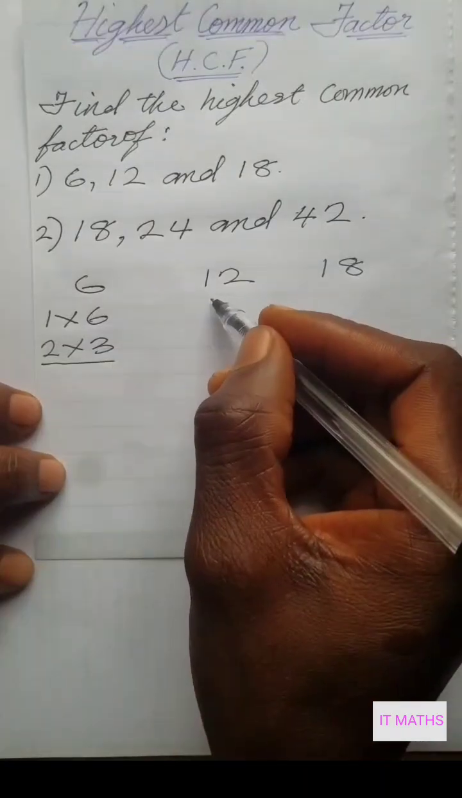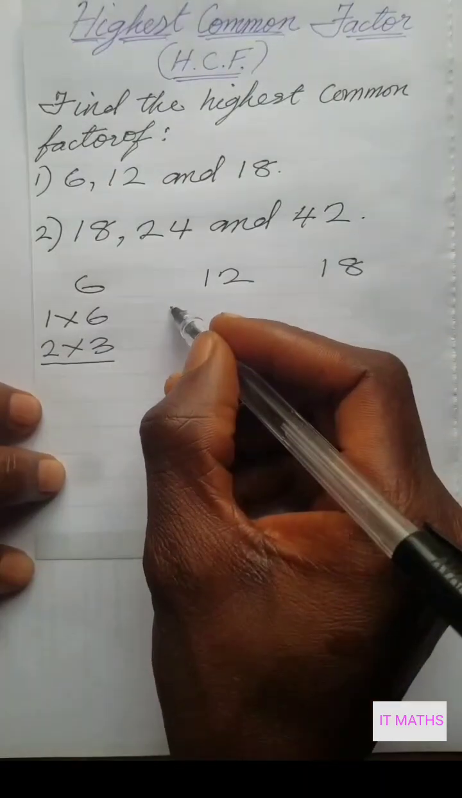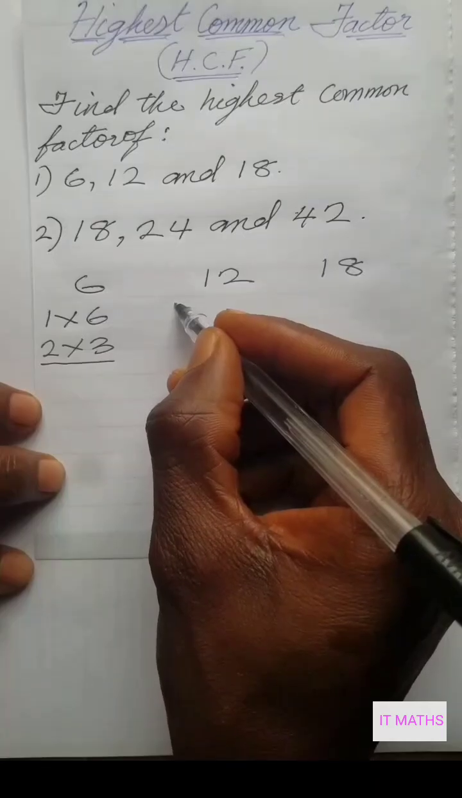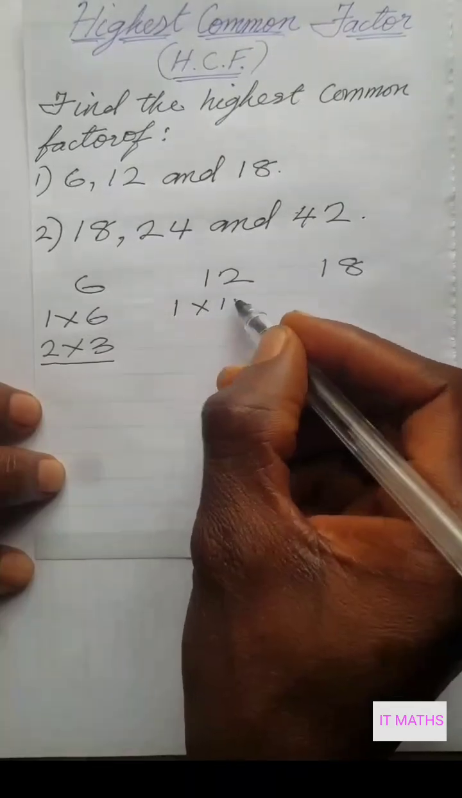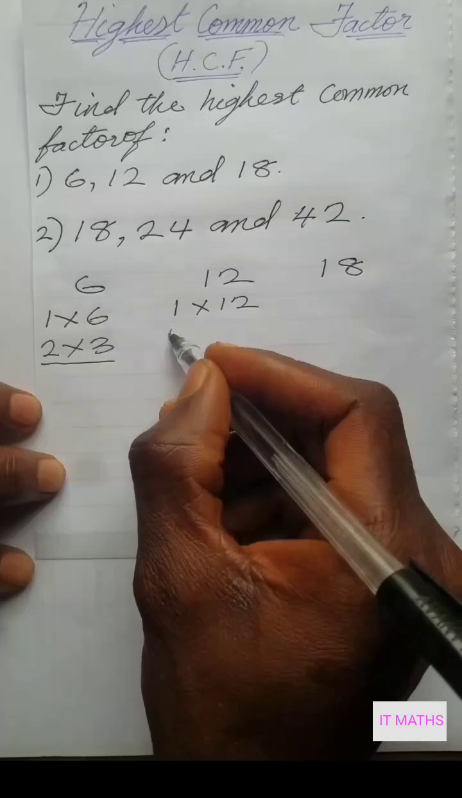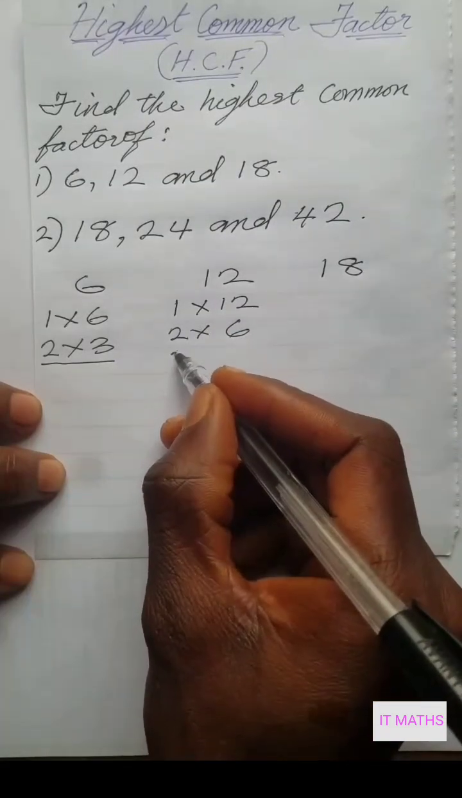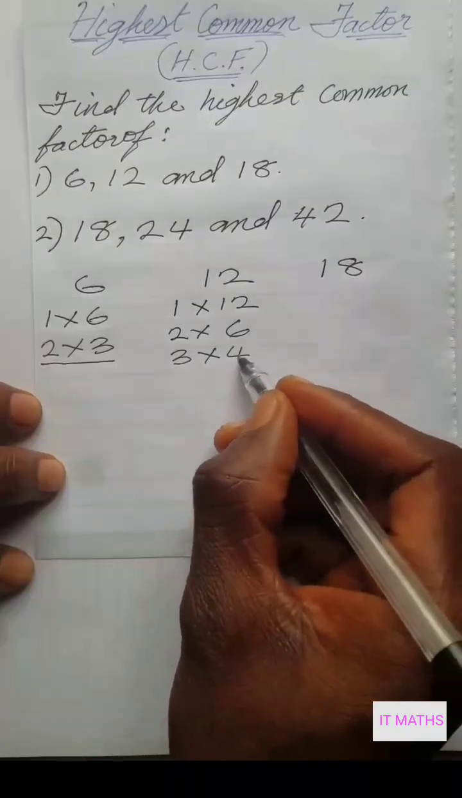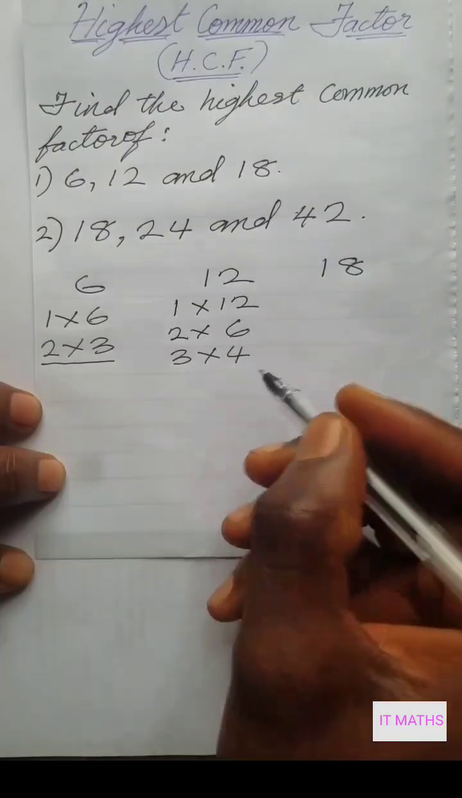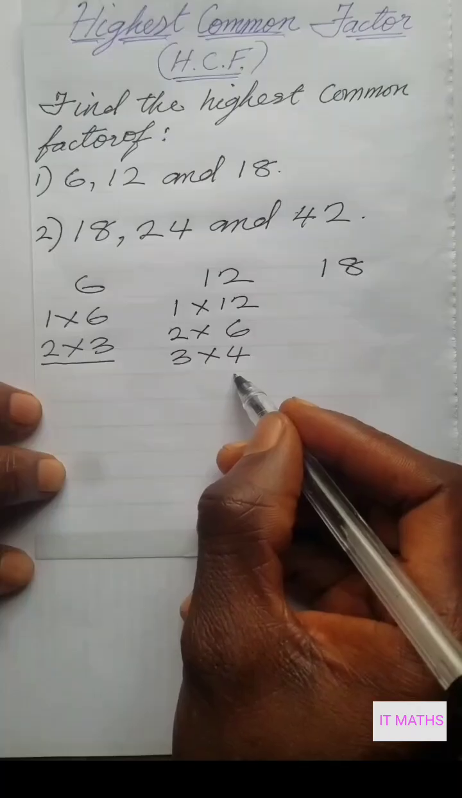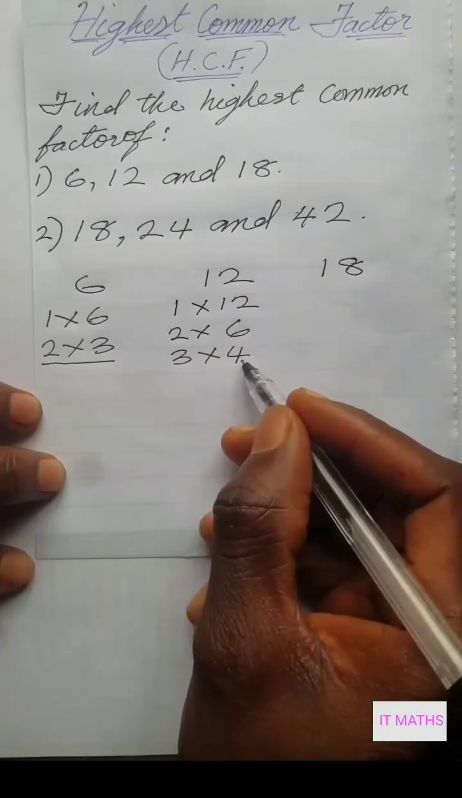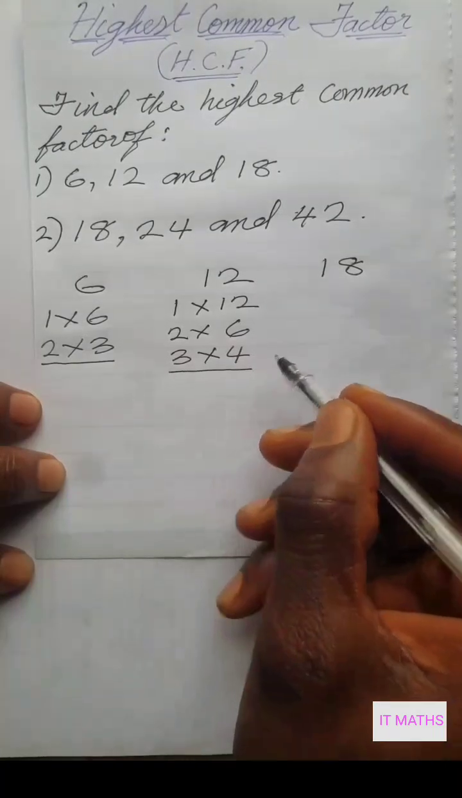Next, 12. What are the factors of 12? We begin with the smallest number again, 1. 1 times 12 gives 12. The next higher number, 2 times 6 gives 12. The next one is 3 times 4 gives 12. And the next is 4 times 3 gives 12. But 3 times 4 is already here, so we've gotten to the end.